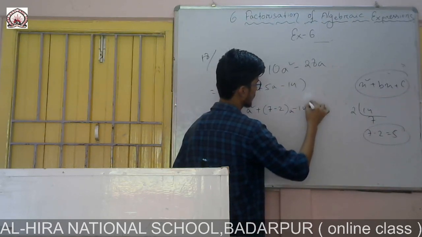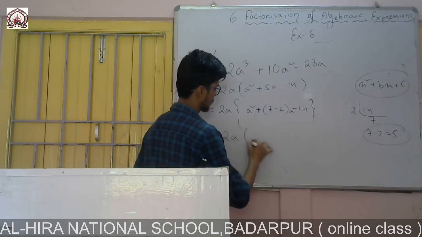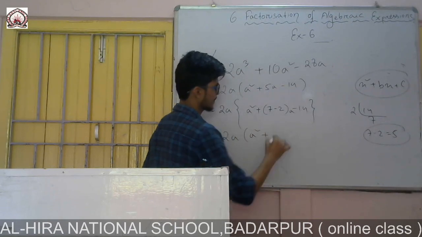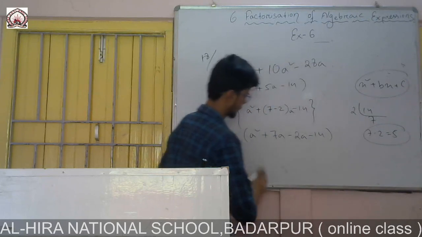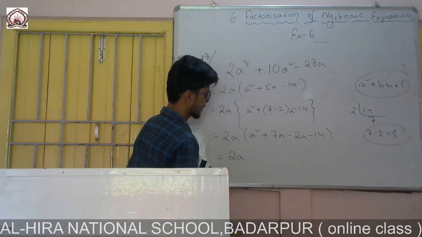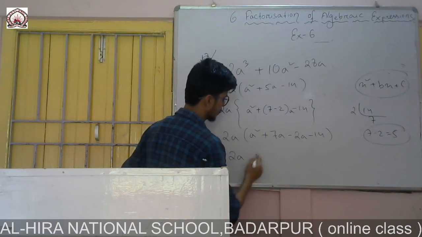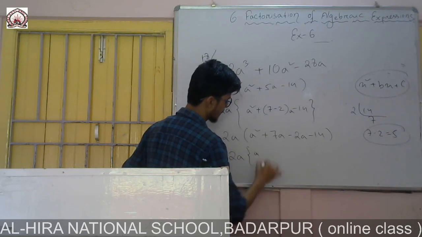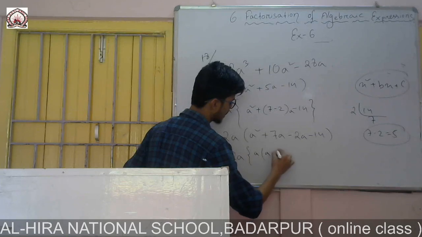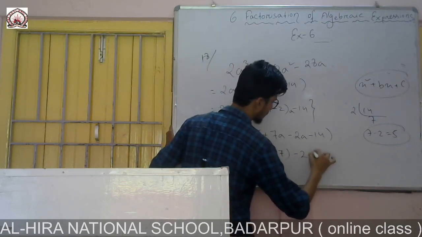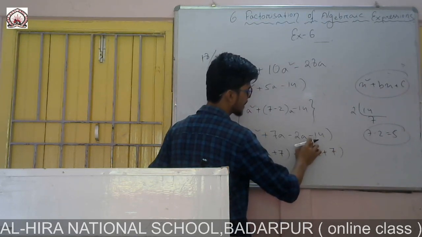Their variable is a. You write 2a. So a square plus 7a minus 2a minus 14. Okay, you keep the 2a here, and simply you solve this part. So I can take a common. After taking a, there a is left, and there is plus 7. There is minus 2, I can take common. They are a left, and they are plus 7, because minus times plus is minus.